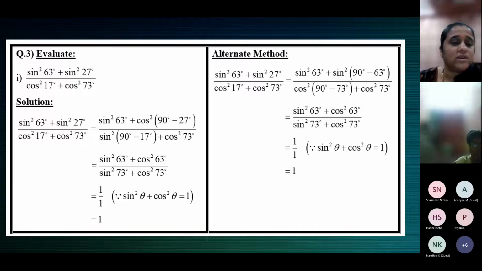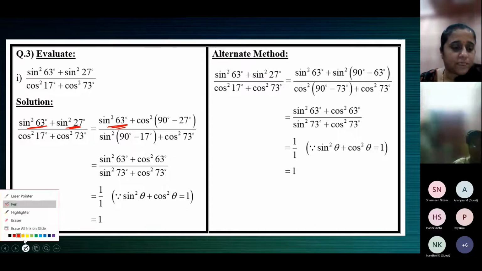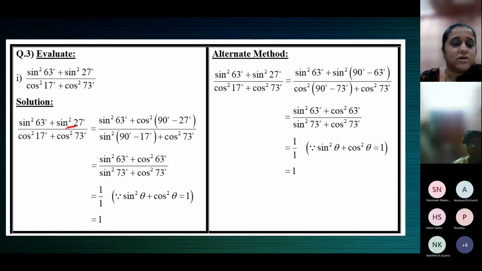Now see here, children. This is sine square theta, so you write that as it is, sine square 63. Now you want cos square 63. Cos square theta should be cos square 63. So you'll have to change this one. Now what are the two ways of writing that? Sine square 27 degrees. Now listen very carefully.